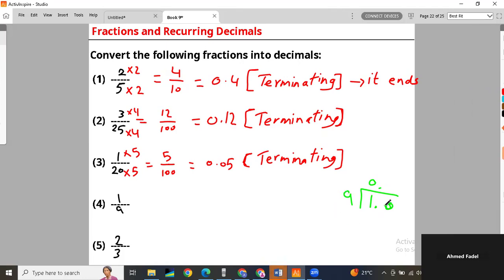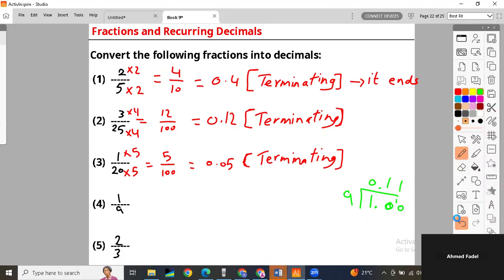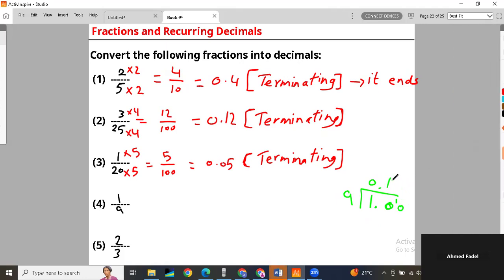How many 9s are in 10? There is only one 9 in the 10, and I would have remainder 1. How many 9s are in 10? Also 1. Oh, okay. It's going to be endless, mister. So the 1 will keep repeating. So how can I write this? Am I supposed to write 0.1111? No. Just a dot notation above the 1. This means that the 1 is recurring, which means it is endless.